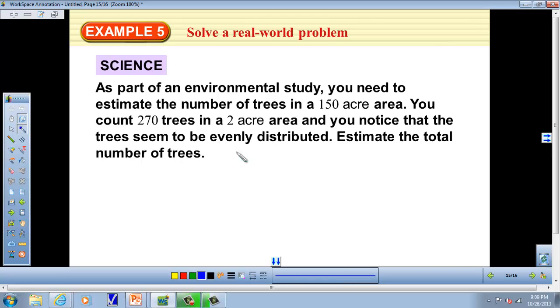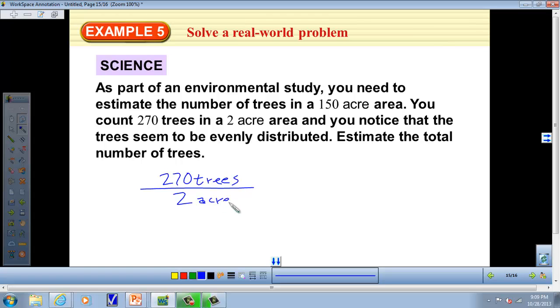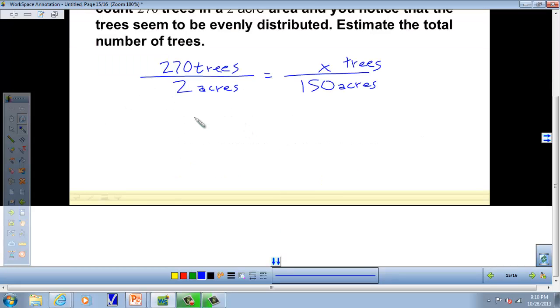So what we're going to do is, we know we can write a ratio of 270 trees in 2 acres. And what we want to do is see, if there's 270 trees in 2 acres, how many trees will there be in 150 acres? Okay? Since it should be proportionally or evenly distributed, this is what we're going to use.